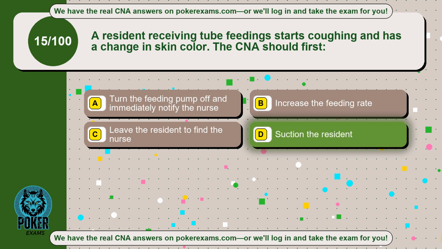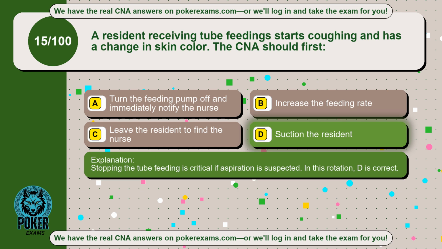The correct answer is option D. Suction the resident. Stopping the tube feeding is critical if aspiration is suspected. In this rotation, D is correct.